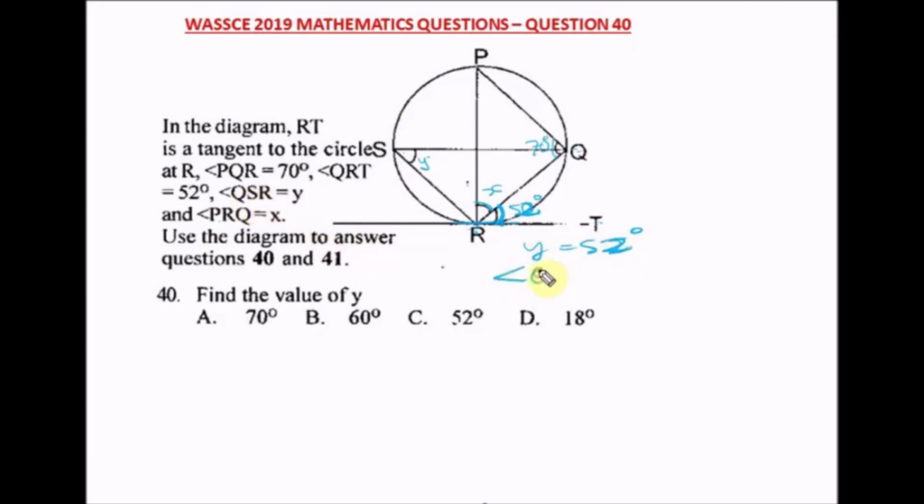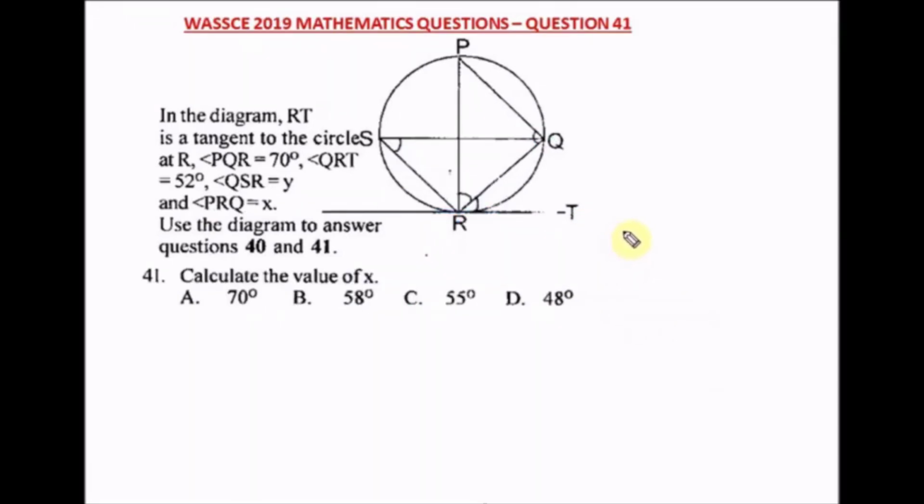That is angle QSR, which is equal to 52 degrees. So this is our value for Y, which is option C. Just simply from that theorem, you can see how you need to know your circle theorems. So let's go to the next question, which is another circle theorem we have to apply. Question 41 of the WASSCE 2019 mathematics past question, that's your WAEC 2019 past question.